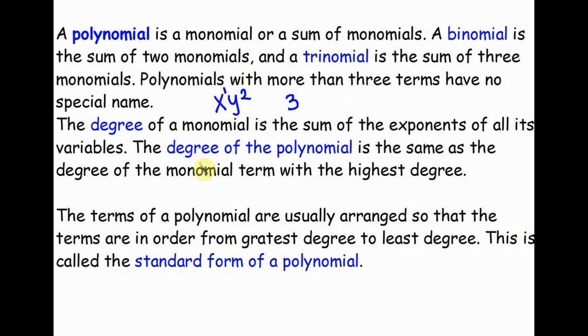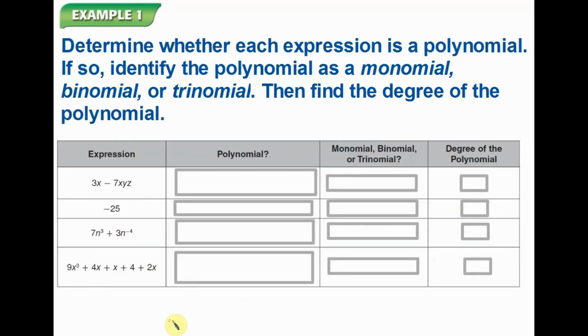However, if you're looking for the degree of the polynomial, this is the same as the degree of a monomial, except you have to find the one with the highest degree. You'll also be asked to write a polynomial in standard form. I know that you have talked about standard form in many different lessons. However, in this case, they're talking about arranging your monomials from the greatest degree to the least degree.